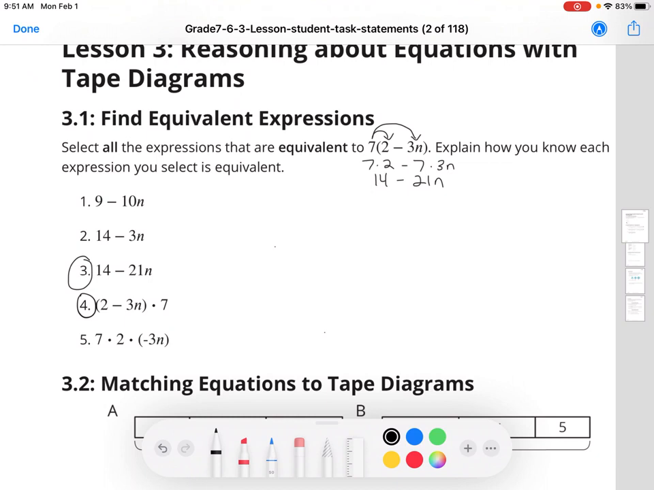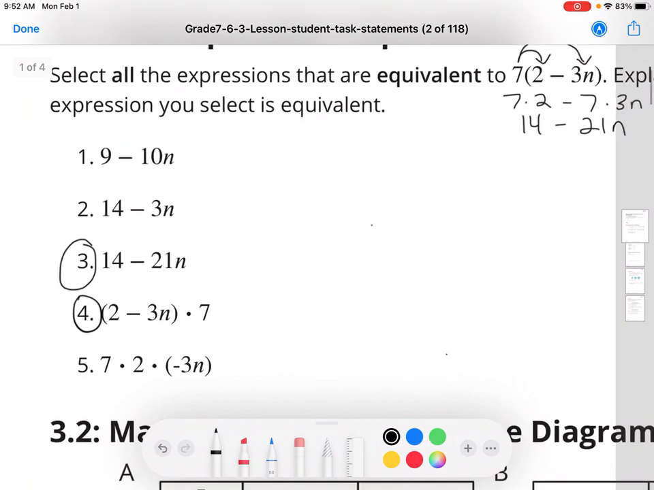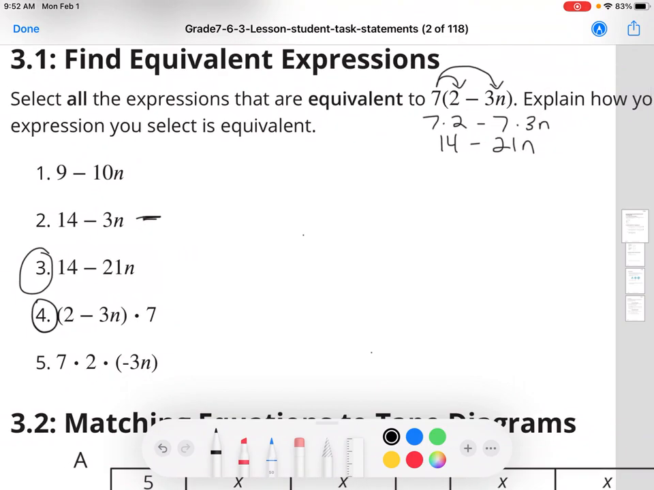So another option, when you're not sure, is that since we have a variable, we could choose any number to represent that variable. So we could use 0 as n, and then find the value of each expression. When you use 0 as n, you would get the same answer on number 2 as you would for your original expression. But we know 2 is not equivalent, so you want to be careful when you just plug in a number.